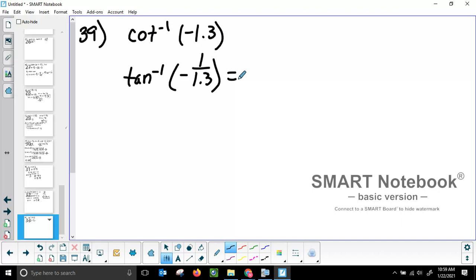All right, so if we do the inverse tangent of negative 1 over 1.3, in degrees, that is roughly negative 37.569.